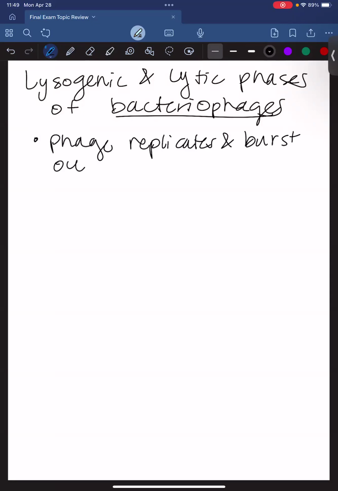All right. So whenever you're a virus, let me stick with our terminology for phages here. If you're a phage that is replicating and then bursting out of the cell, that's how phages get out of bacterial cells. They always burst. And this is the lytic cycle.